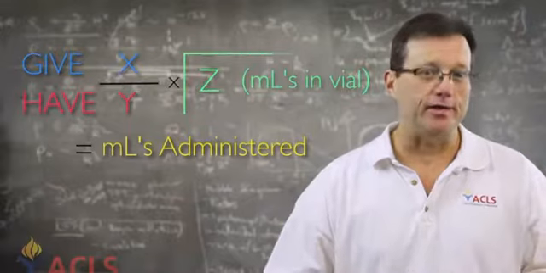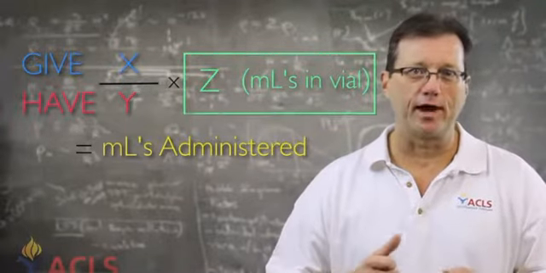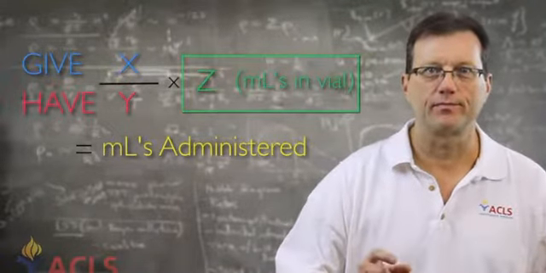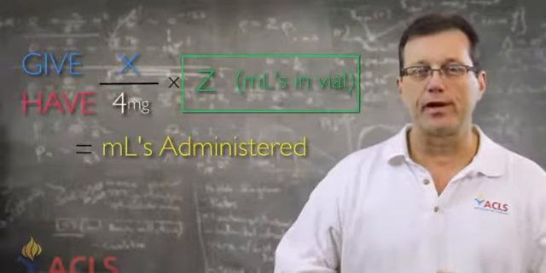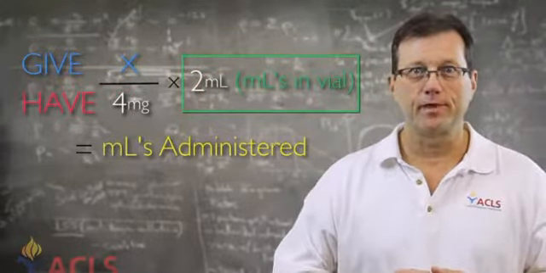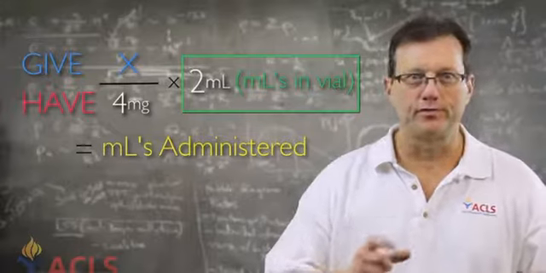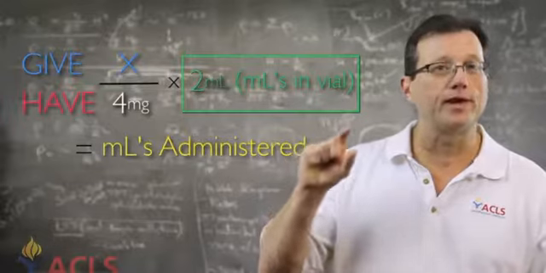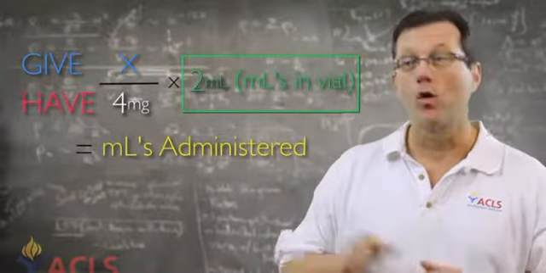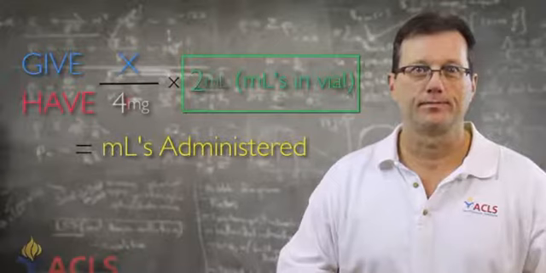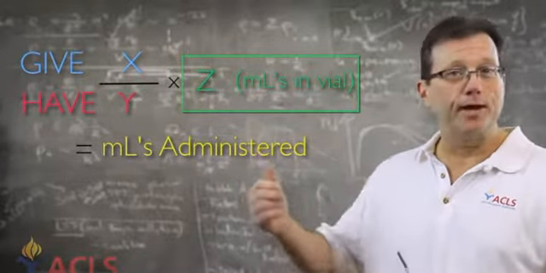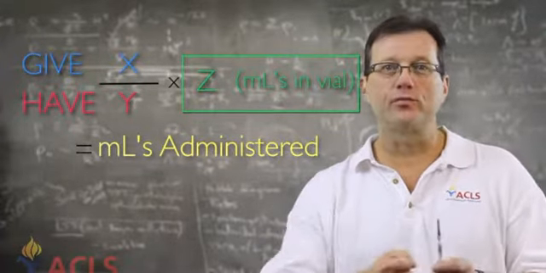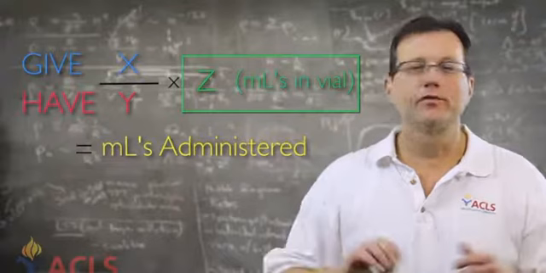And that remains constant. Even if you start drawing fluid or medication out of that vial, the number of cc's in that vial remains the same because that's the concentration. So for example, if you have 4 milligrams in 2 cc's and you pull out a cc, it's still 2 cc's. You don't subtract that amount. So whatever's written on the vial remains constant throughout the administration of the drug, or repeat administration of that drug. So remember, give divided by have times cc in the vial equals the amount of cc's we draw up to administer that dose.